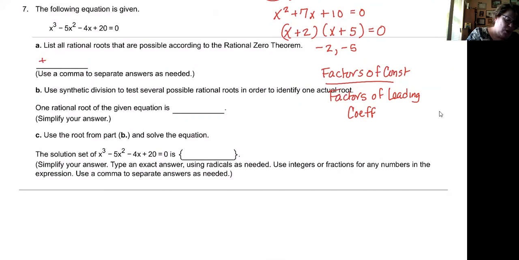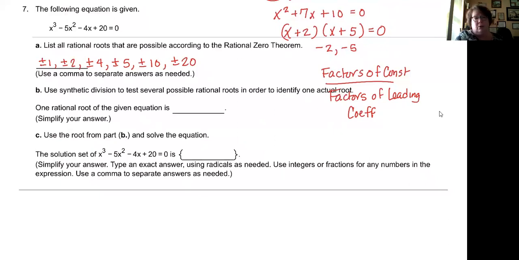So plus or minus 1 would be a factor of 20, as would 2. 3 is not a factor of 20, but 4 is, so plus or minus 4. 5 is a factor of 20, so plus or minus 5. 6 isn't, 7 isn't, 8 isn't, 9 isn't, but 10 is, so plus or minus 10. 11, no. 12, no. 13, no. The next factor of 20 would be plus or minus 20. So there are all the possible rational zeros of my polynomial function.